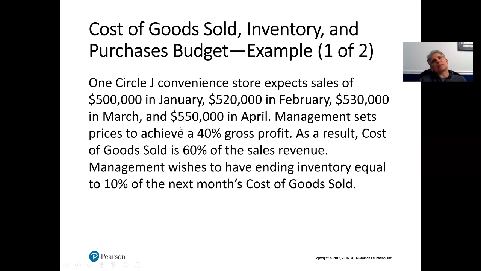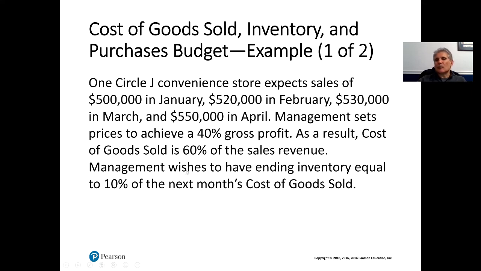So let's go through an example of a merchandiser budget. One Circle J convenience store expects sales of $500,000 in January, $520,000 in February, $530,000 in March, and $550,000 in April. Management sets prices to achieve a 40% gross profit. As a result, cost of goods sold is 60% of sales revenue. Management wishes to have ending inventory equal to 10% of the next month's cost of goods sold.